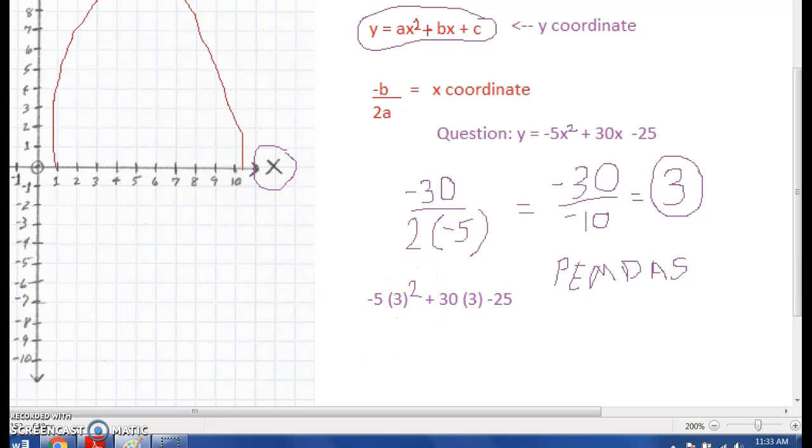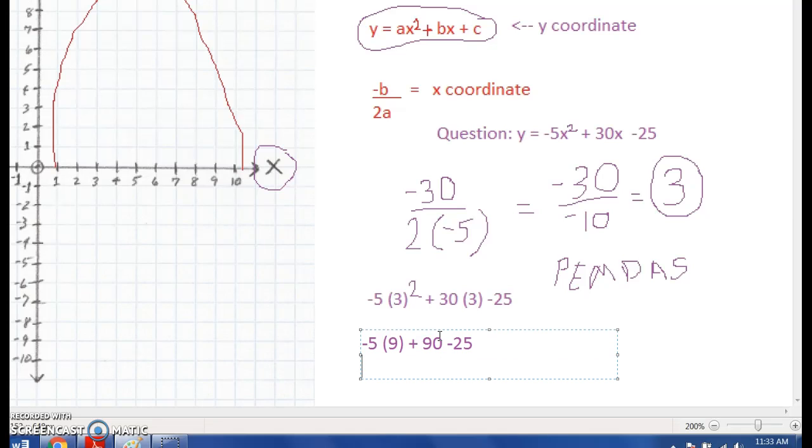So what I'm going to do now is rewrite this, doing the math as I go. So this is going to be negative 5, 3 squared, 3 times 3, that gives us a 9, plus 30 times 3, I'm going to go ahead and do that since we're doing our parentheses. That's going to give me a 90 minus 25. Now I'm going to finish out my multiplication here. Negative 5 times 9 is going to give me a negative 45 plus 90 minus 25.